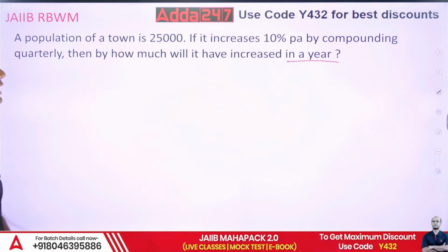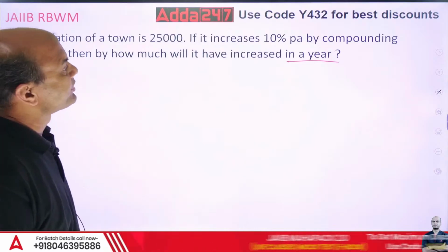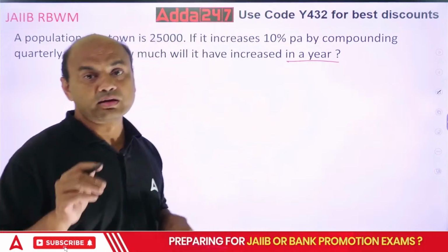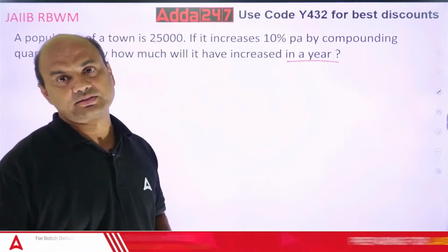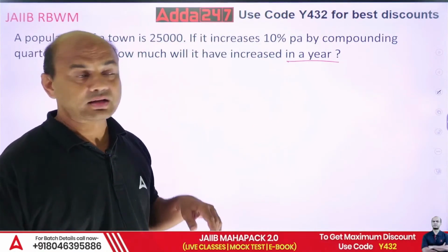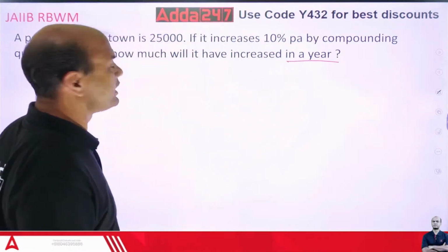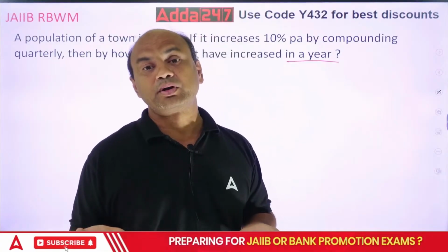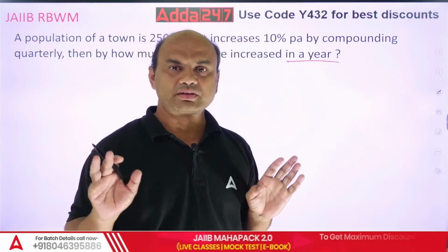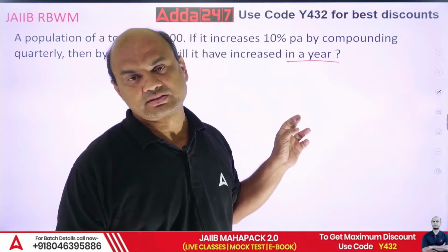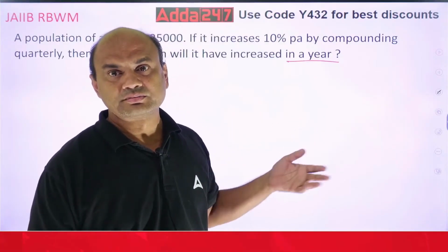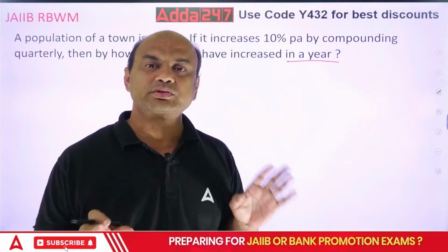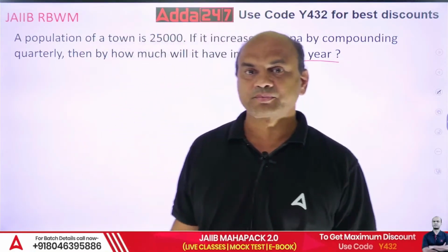See, population of a town is given as 25,000. If it increases 10% per annum, so per year it is increasing 10%. But compounding quarterly, so it is getting compounded quarterly. Now population, how will it get compounded? That's a separate question. You can't ask questions to the examiner. You have to follow the question and try to get the answer.